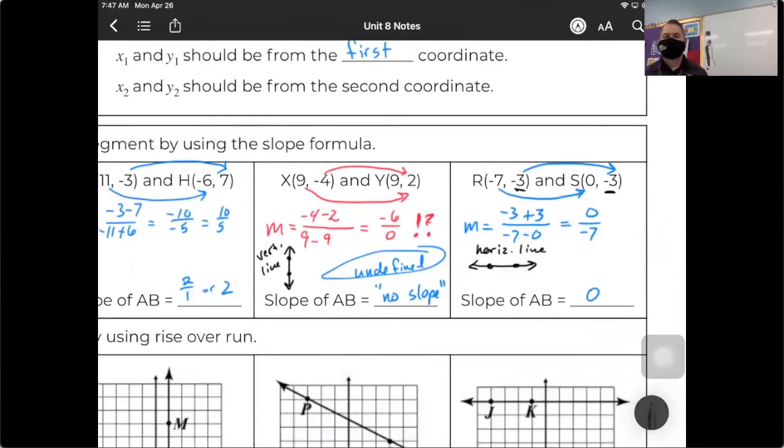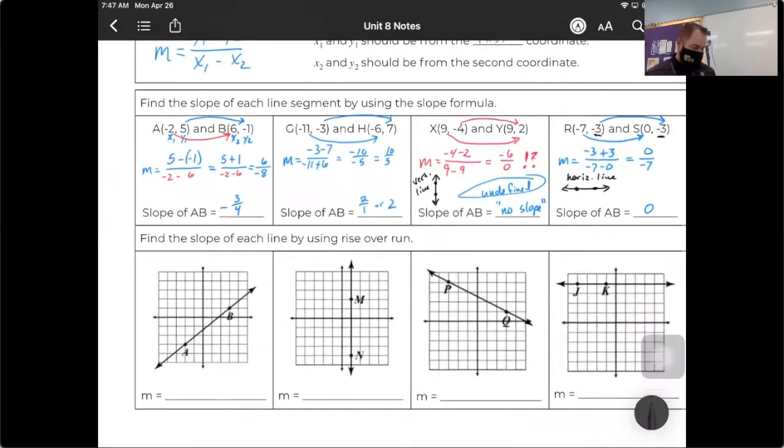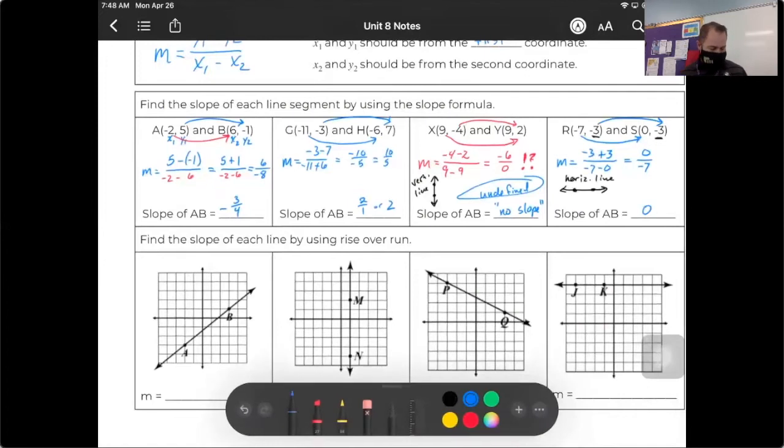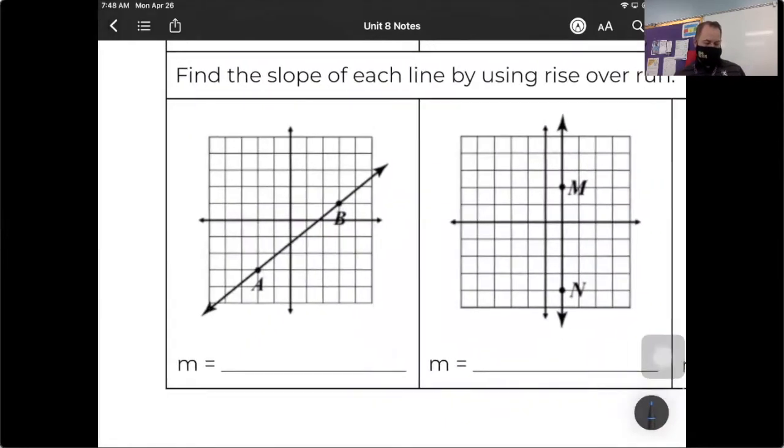Okay? So we can do the same thing using graphs. It's a little bit easier with graphs because we can just count. Okay? So what we're going to do with our graphs, we're going to treat each line as the hypotenuse of a right triangle. So for this first one, to find the slope, we're going to start with 1 point. I usually go left to right, and I always do my rise first. Rise goes on top. Okay? So I always do rise first.